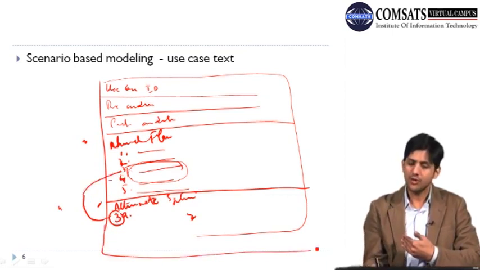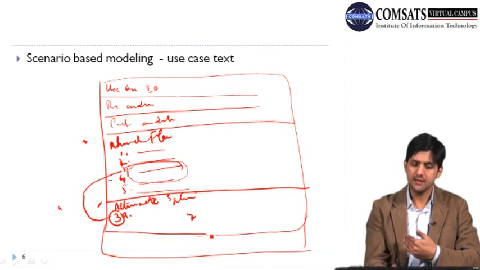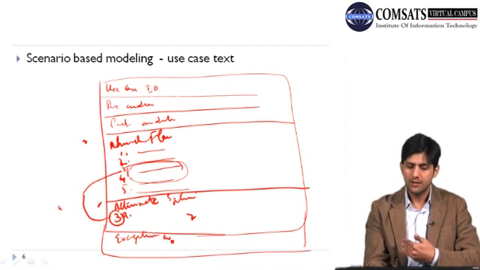But that's not the only thing that we have in a use case text. Another thing that can occur is that there can be certain exceptions in a use case.